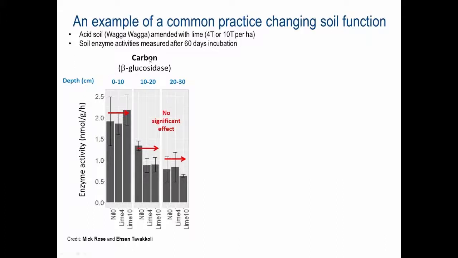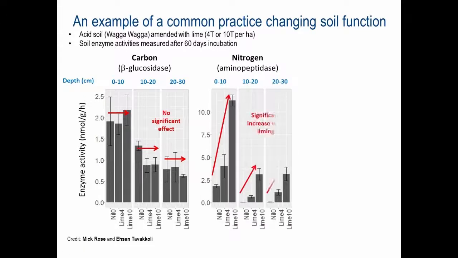And we've had a look at the impact of lime on carbon cycling, and here we're using an enzyme called beta-glucosidase. In this particular instance, lime has got no significant effect on carbon cycling. However, we have a look at nitrogen cycling, in this case aminopeptidase, and what we're showing is a very consistent trend of very significant increases in aminopeptidase activity with lime addition.